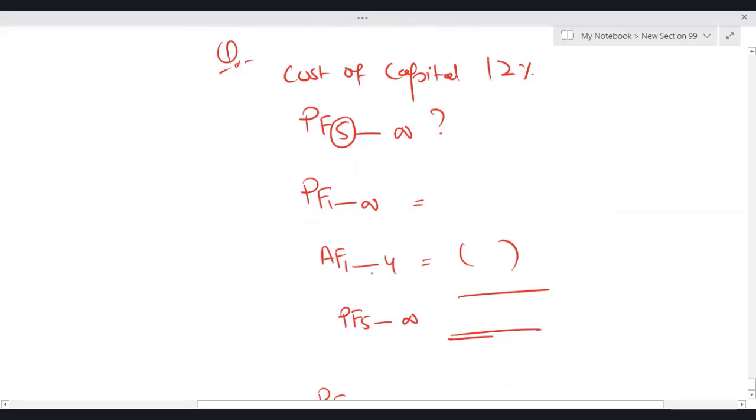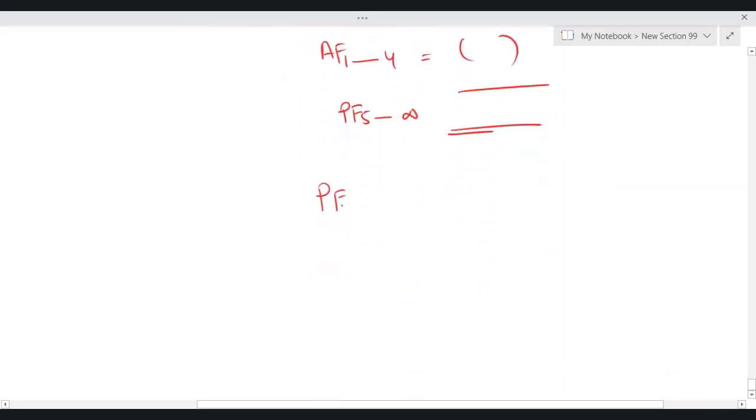Why for the first 4 years? Because we need the factor from year 5 onwards, so we deduct the annuity factor for the first 4 years. First you calculate the perpetuity factor from year 1 till infinity, that is 1 upon the cost of capital. Let's use a calculator. 1 upon 0.12. I'm getting 8.333.